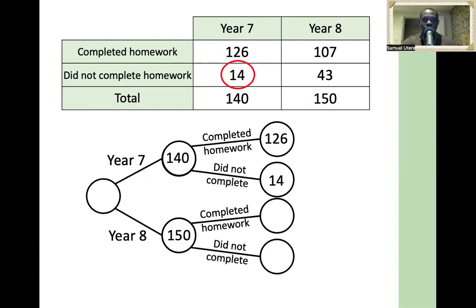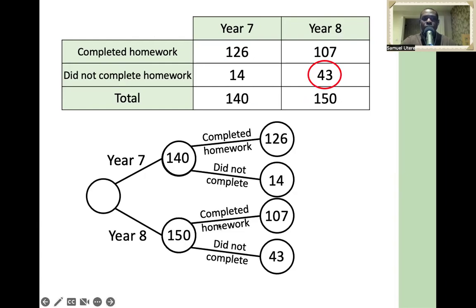So those year 8 who completed homework are 107. You can see it from the table. So we put it on the frequency tree. And those year 8 students who did not complete homework are 43.